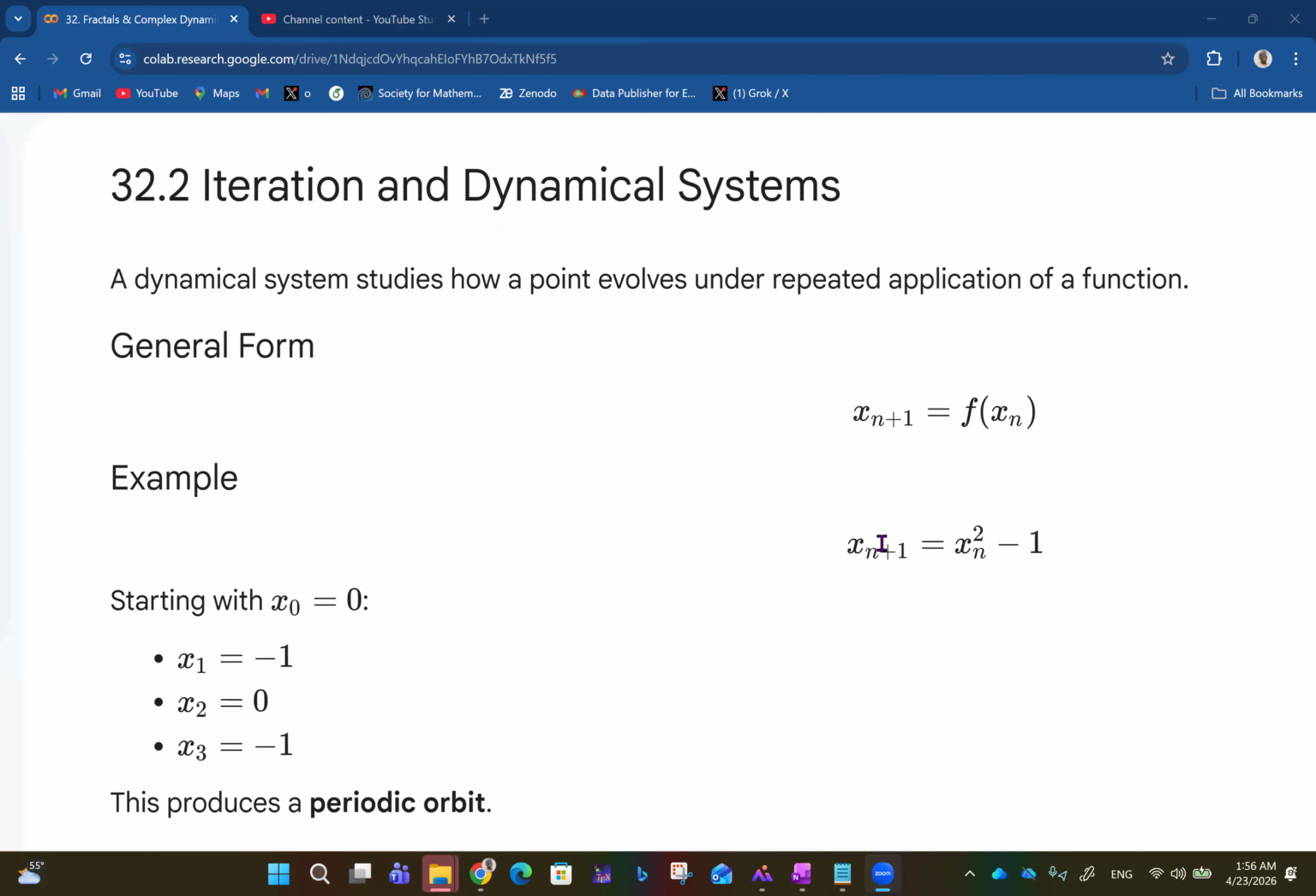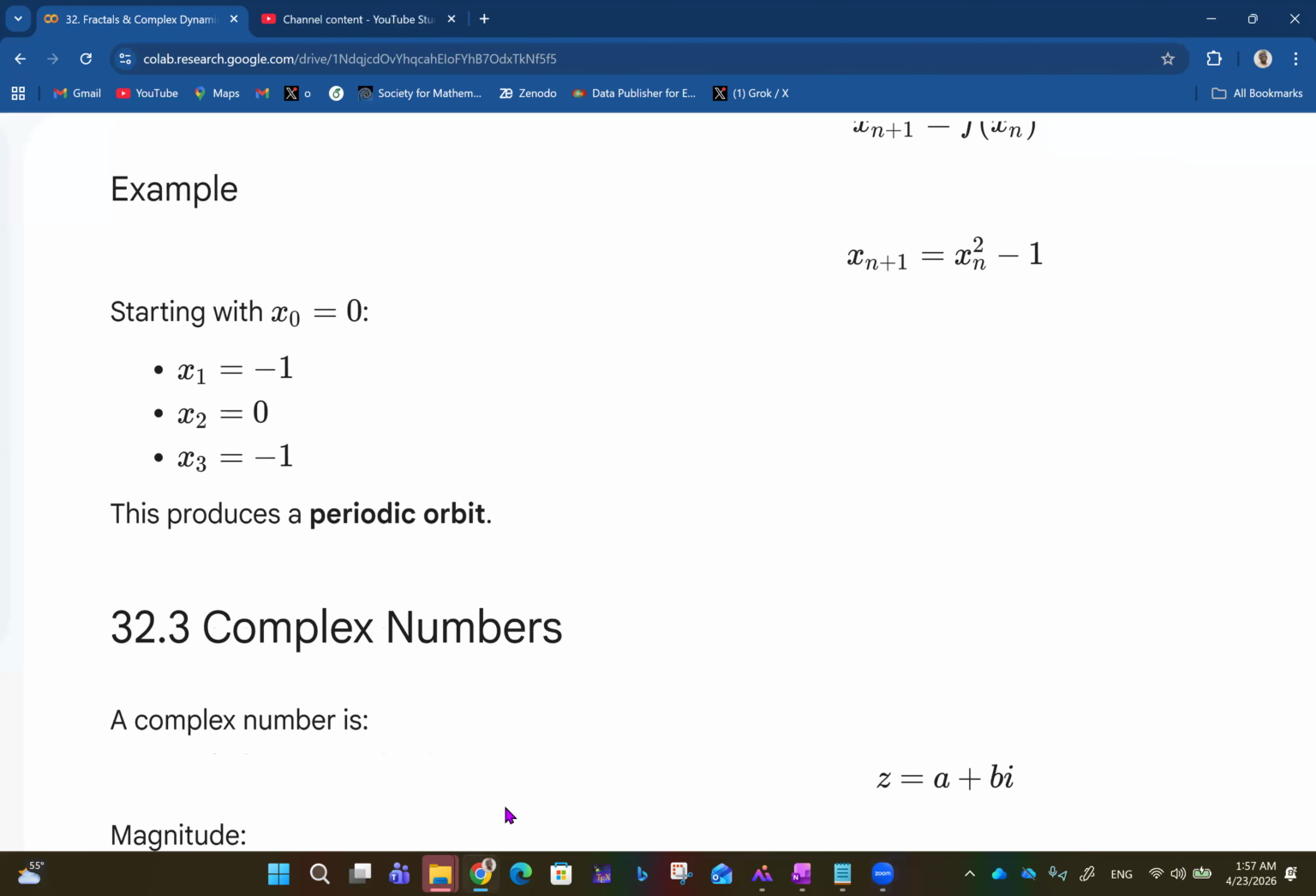Now x2 will be x1 squared minus 1. x1 is already minus 1, so minus 1 squared minus 1, that will be 0. And then x3 will be x2 squared minus 1. x2 is 0, so 0 squared minus 1, you go to minus 1. So it's like you have minus 1, 0, minus 1, and it keeps going like that. So this now produces a periodic orbit. As you keep applying that, you keep having that up and down motion. So you have a periodic orbit in that regard.